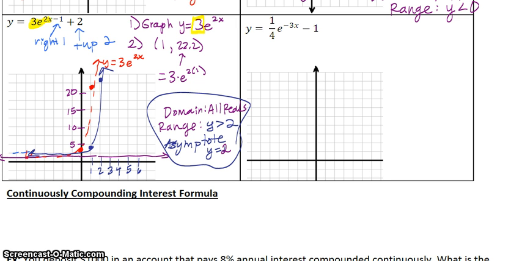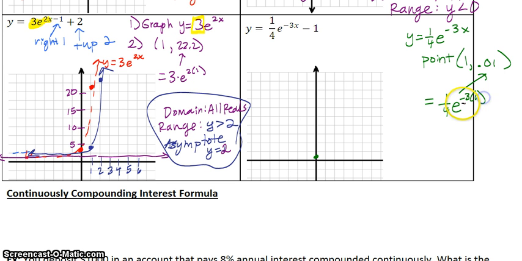If you are ready to listen to the next one, here's what I'm going to do. First, I'm going to graph it without the shifts. And when I graphed it, I found a y-intercept of (0, 1/4). And I found my other point. It's very, very small, so this is a difficult one to plot. I actually ended up with 0.01. So I just plugged in the 1 for the x here, and I used my calculator. But that is going to be kind of even hard to draw, but there it is.